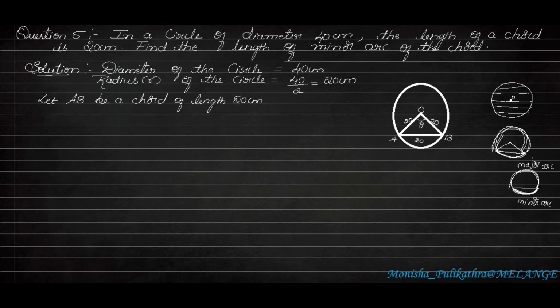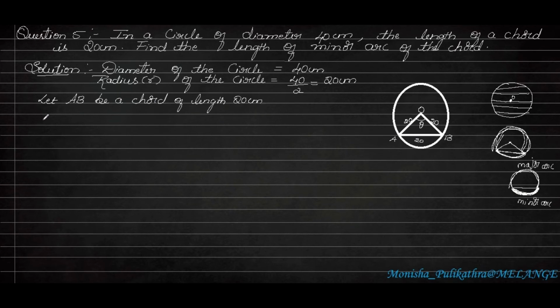Okay, so here they have asked us to find the length of the minor arc. So this arc AB we need to find out. Here let AB be the chord of length 20 centimeter. You have to draw this circle with the chord AB, and here O is the center of the circle. OA and OB are the radius, which is also equal to 20 centimeter. So this is the angle formed here, and this angle is considered as theta. AB, OA and OB are 20 centimeter.